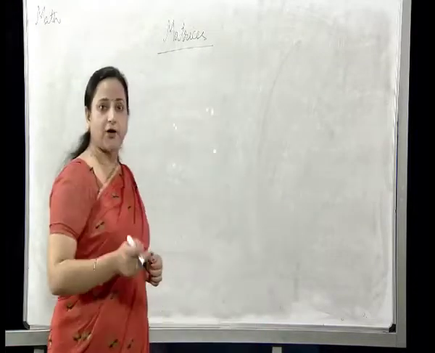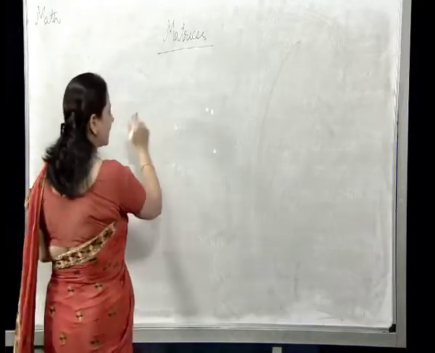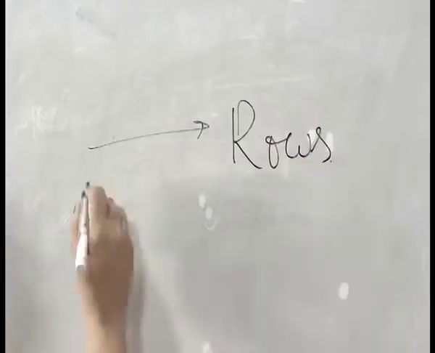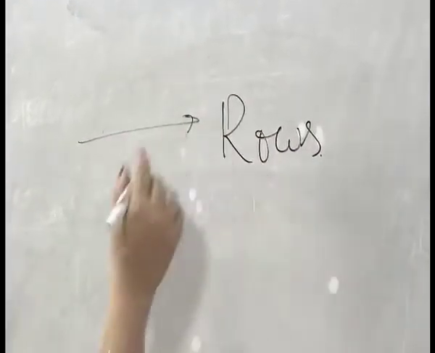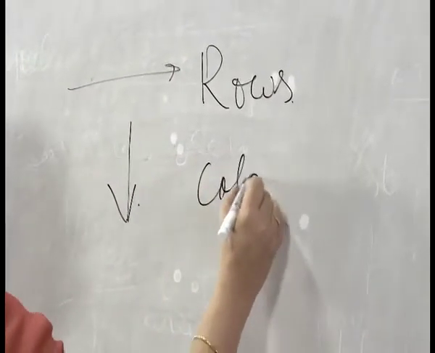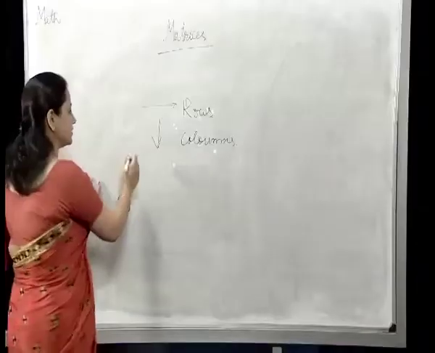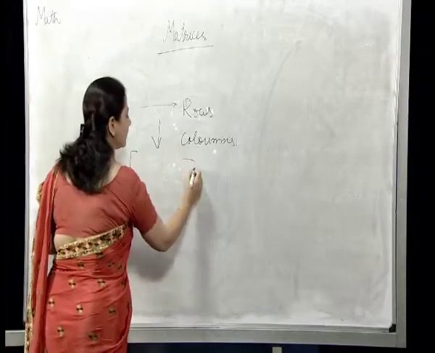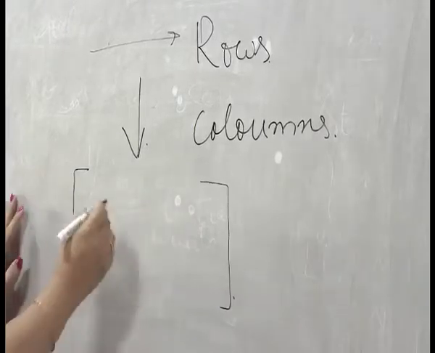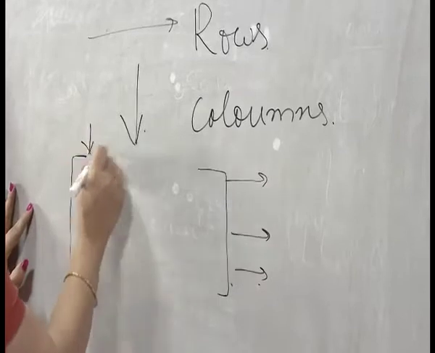It is a rectangular arrangement of objects which we call elements. So here you can see you have rows, that means horizontal lines are called rows, and vertical lines are called columns. So in matrices we write the data in this form. This is a matrix where you have the rows and you have columns.